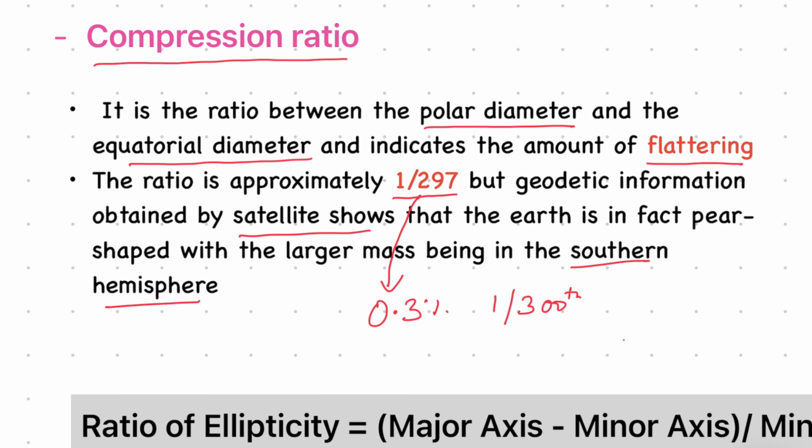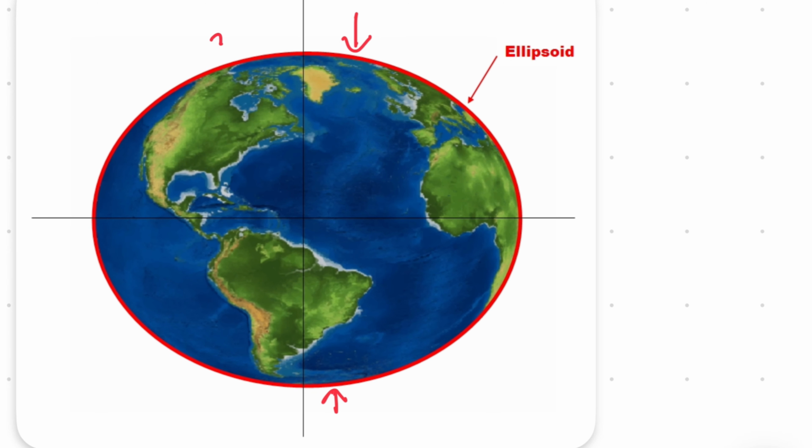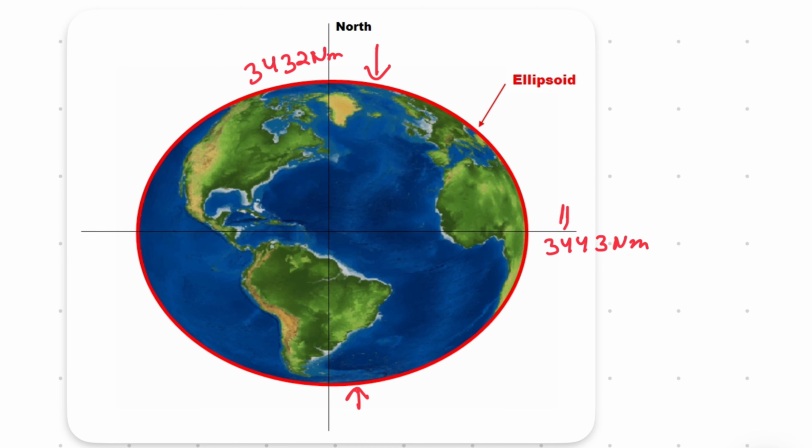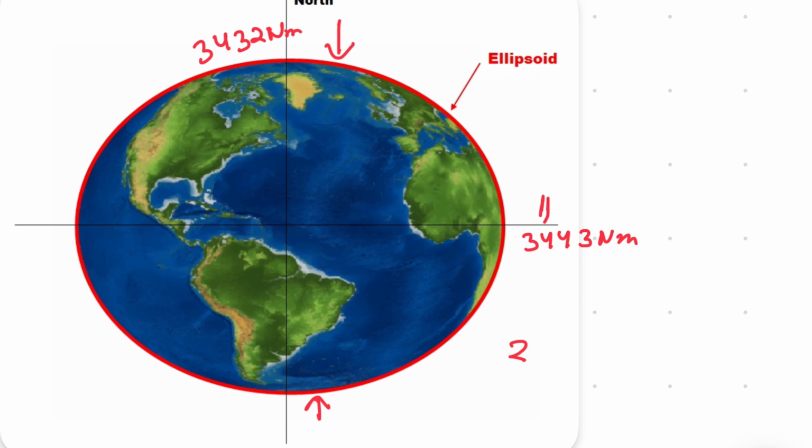Okay, and by satellite images, the Earth is in fact pear-shaped, with the larger mass being in the southern hemisphere. Our polar radius is 3432 nautical miles, and our equatorial radius is 3443 nautical miles. So as you can see, our equatorial radius is greater than our polar radius because of the flattening, because our Earth is compressed at the poles. So the Earth's polar diameter is approximately 23 nautical miles shorter than the equatorial diameter.